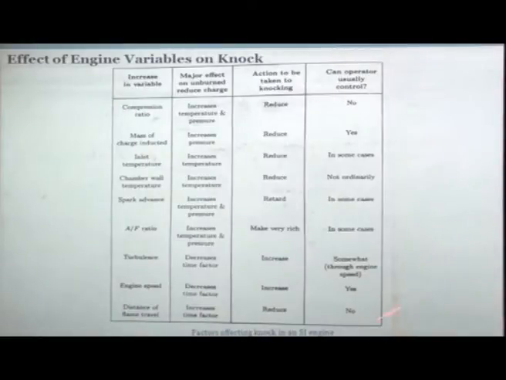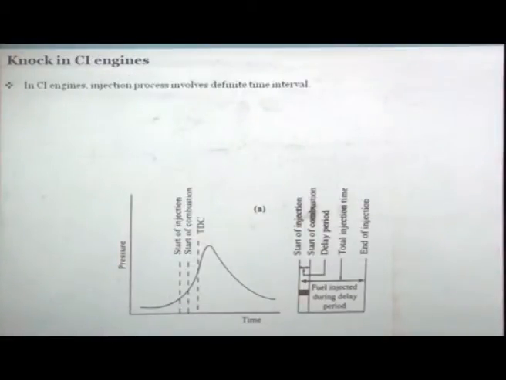So I think this basically is the summary. If you have understood this, you have understood knocking in SI engines. So let's move on to the next part, which is knocking in CI engines.